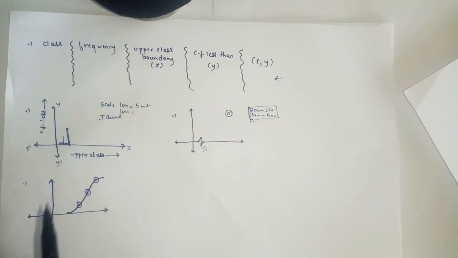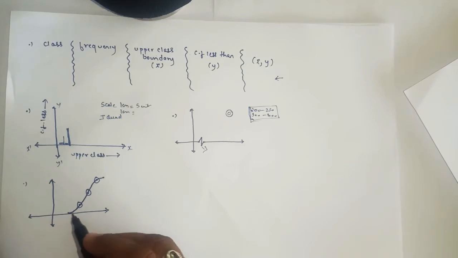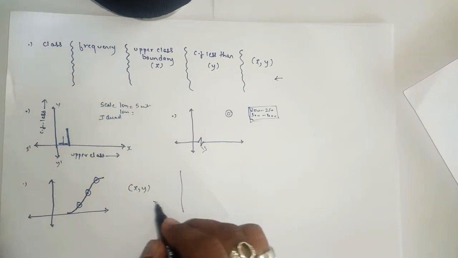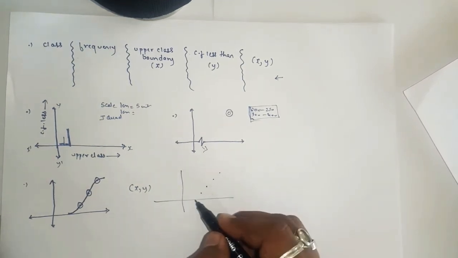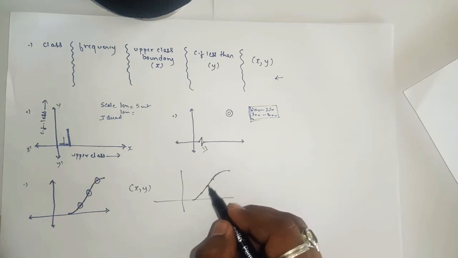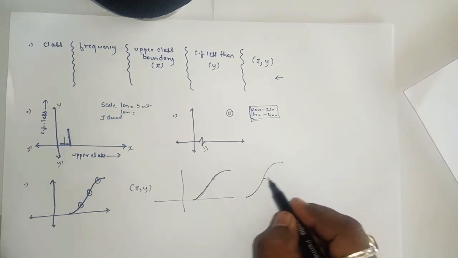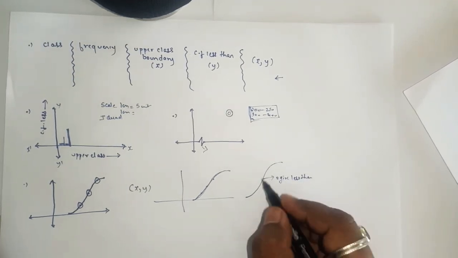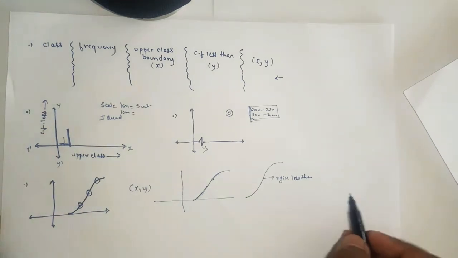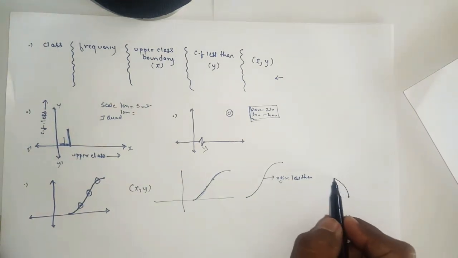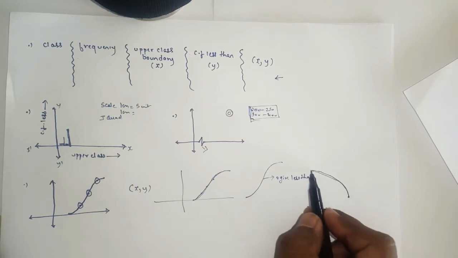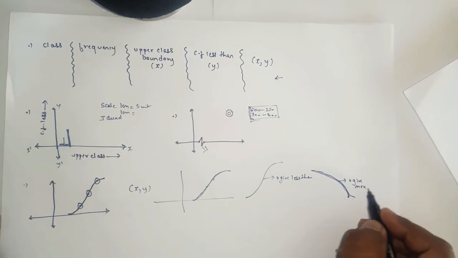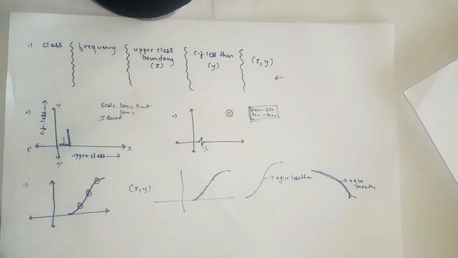Then the third point, which is very important: you will plot the points with respect to the x and y coordinates. After that you will get some points, then you will draw the curve. So what is this curve known as? Ogive, less than curve. If you draw it like this, coming from this side, it is known as ogive more than. When it comes from this side, it is ogive less than.